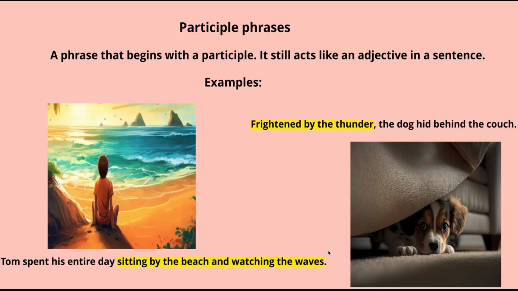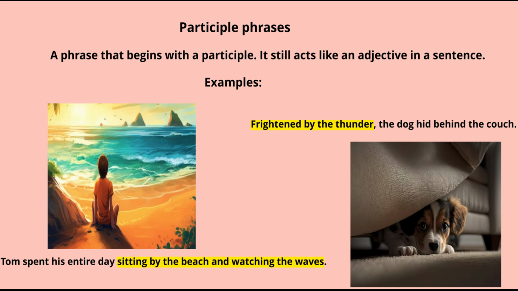Now, participle phrase. So what is a phrase? A phrase is a group of words. A participle phrase is a phrase that begins with a participle. It still acts like an adjective in a sentence. Let's take a look at the examples. In the picture, you can see a boy sitting on a beach watching the waves, right? Tom spent his entire day sitting by the beach and watching the waves. Here, sitting acts as an adjective because it is describing the boy Tom, right? So, sitting by the beach and watching the waves would be the participle phrase.